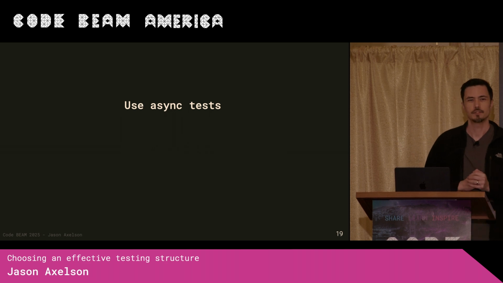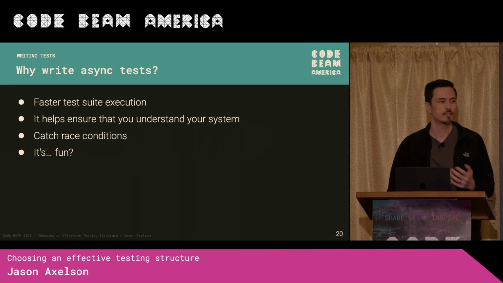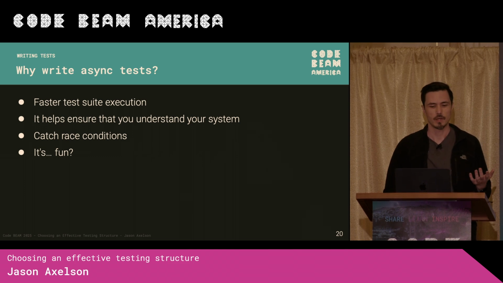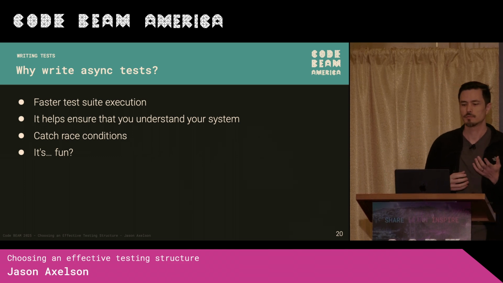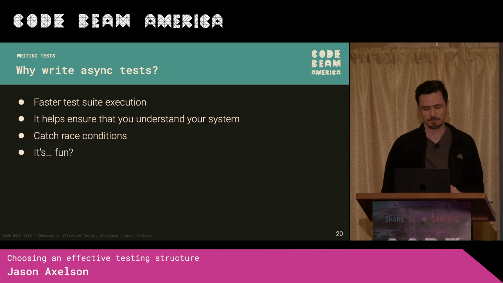My next tip is to use async tests. Why is that? One of the main reasons is so your test suite is able to execute faster, because we're only getting more and more cores over time. And also, as a side benefit, it helps you to understand your system more deeply, because you have to understand all the different side effects and race conditions and global state that you have. And I'll be honest, I think it's kind of fun.